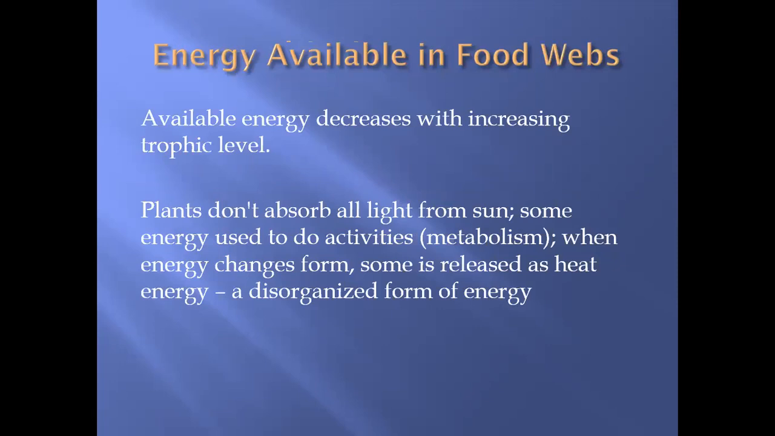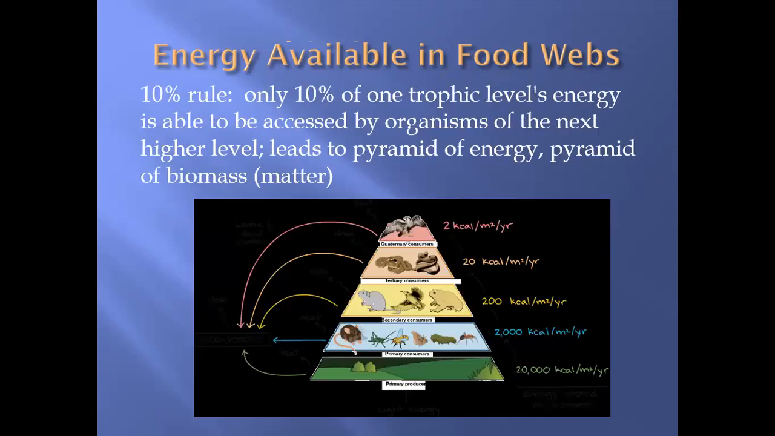Just a reminder from earlier in the year that energy is not recycled. So energy is not passed on. Remember, we're going to talk about something called the 10% rule. Because plants don't absorb all of the light from the sun, and animals, when they eat plants, are doing metabolism, some of that energy is lost as heat. So the 10% rule that we talked about said that about 10% of one trophic level's energy can be passed on to the next. And so this pyramid here is going to illustrate that pyramid of energy, which also leads to what we would call a pyramid of biomass.